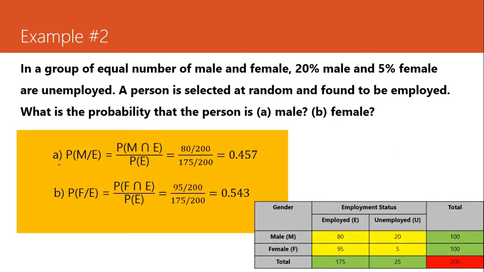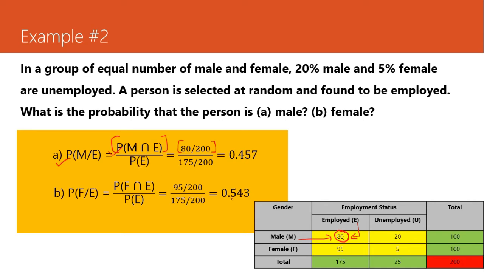The first one is M given E. So the formula is probability of M intersection E divided by probability of E. Now how to write the value of M intersection E? Pretty easy. This is joint probability. So choose this yellow box: M, E, male and employed. 80. But we are talking about probability, right? So probability is calculated by dividing this number by 200. So 80 by 200 should be the probability. That's why it is written like 80 by 200. This is the probability of M intersection E.